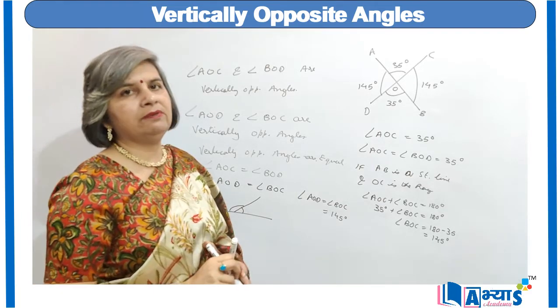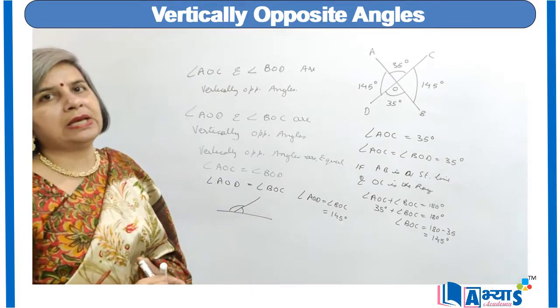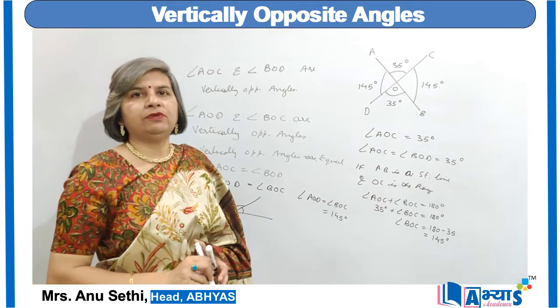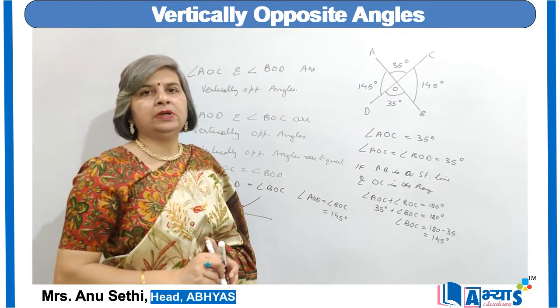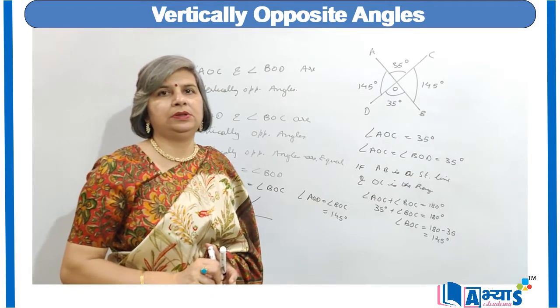When one angle is given, all the other three angles can be found by using the concept of vertically opposite angles plus the concept of linear pair. So this is how we can use the concept that vertically opposite angles are equal.